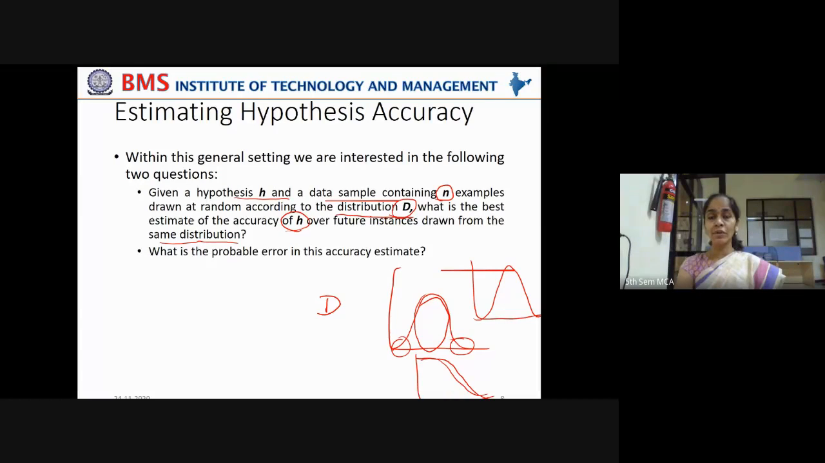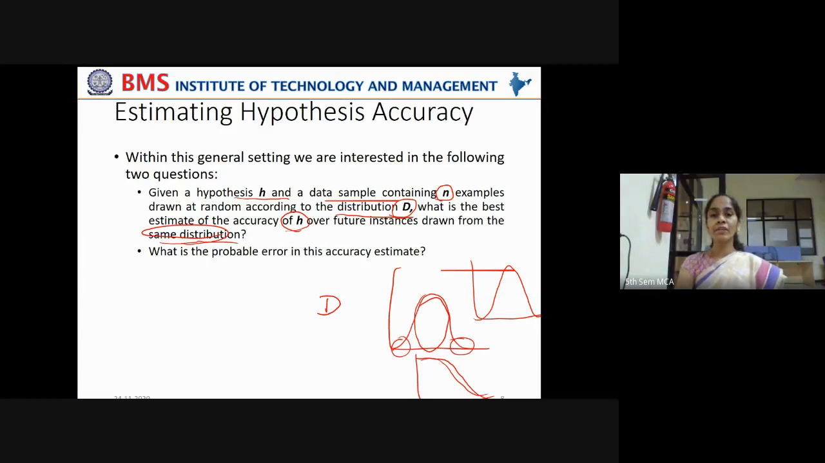You know the accuracy of H with sample instances, but what is the accuracy of H with unseen instances drawn from the same distribution? Again, here your assumption is that even the new instances are also drawn from the same distribution D. Means they are also according to the normal distribution, meaning they fall within a particular range. Most of the values fall within a particular range.